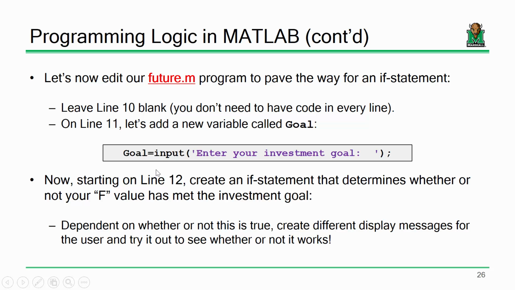So we're going to do two things. First of all, have them input their investment goal, and then afterwards, on line 12, create an if-then statement that tells them whether or not their goal has been met. So you'll be doing the if, and then underneath the if, a display of either your goal has been met or else of the if is that it wasn't.